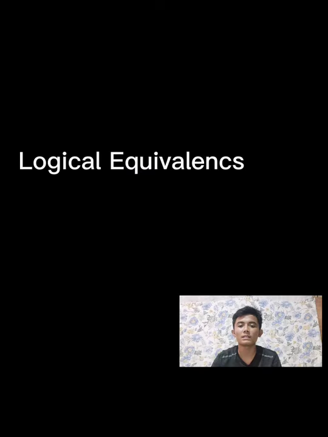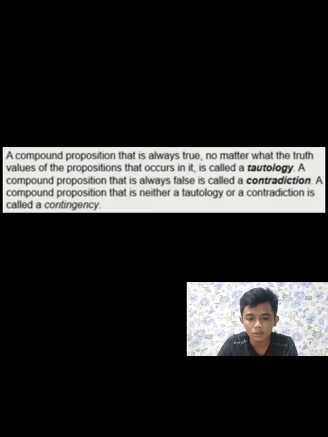For today's video, let us discuss what is logical equivalences. For today's discussion, let me tell you what is propositional equivalences. A compound proposition that is always true, no matter what the truth values of the propositions that occur in it, is called a tautology. A compound proposition that is always false is a contradiction. A compound proposition that is neither a tautology nor a contradiction is called a contingency.